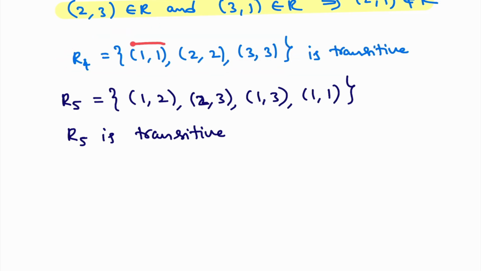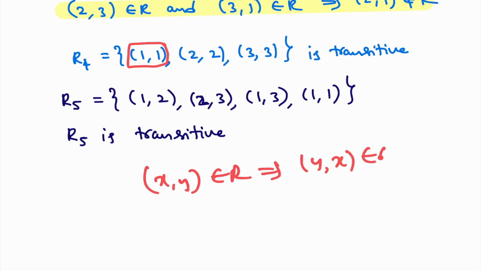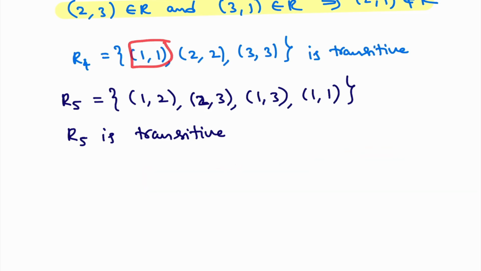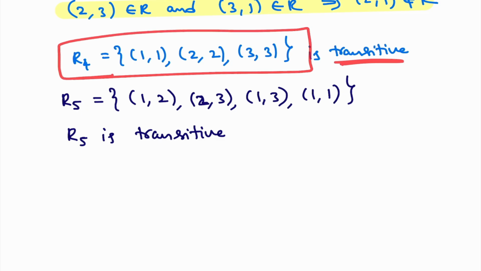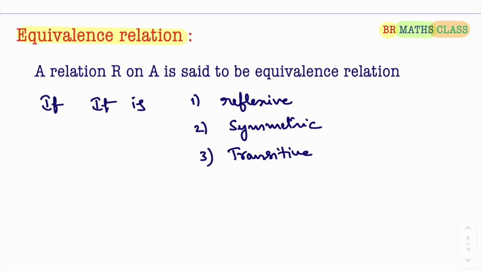Now we know that this type of elements always passes the symmetric test. What is the symmetric test? Symmetric means x comma y belongs to R means y comma x also must belong to the relation, right? For 1 comma 1, the reverse order is also 1 comma 1. So this relation is symmetric also. As we discussed, it is transitive. Yes, this relation is clearly transitive. So this relation is an equivalence relation because it is reflexive, symmetric and transitive. I hope you understand this class.